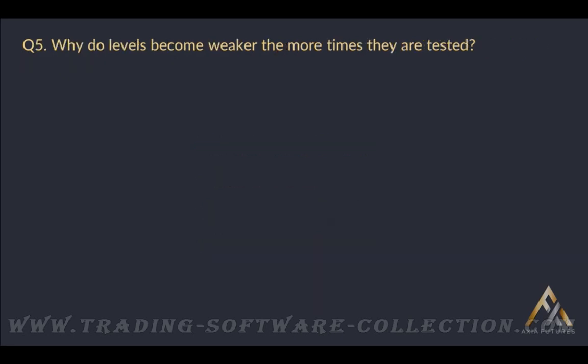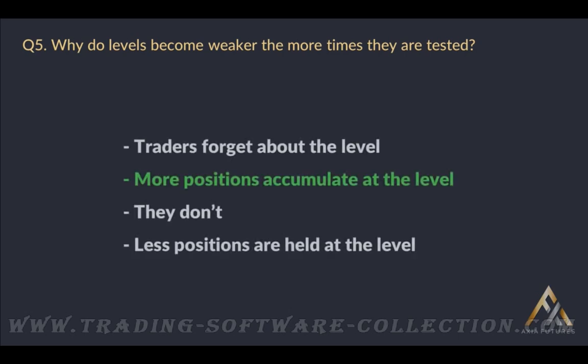Right, why do levels become weaker the more times they are tested? Reason for this is each time a level is tested, you will see more participants act at that level. So if it's a support level, each time it comes down to it, you will get more and more people accumulating positions long at that level. Therefore, as the positions are accumulated, the level becomes weaker, because if it comes back once again, you've now got more people who could well get out of their trade looking for a scratch, or perhaps if it ticks through the level, getting out. So a level becomes weaker because you've got more and more positions that are potentially going to get out at the level rather than hold on to the level.